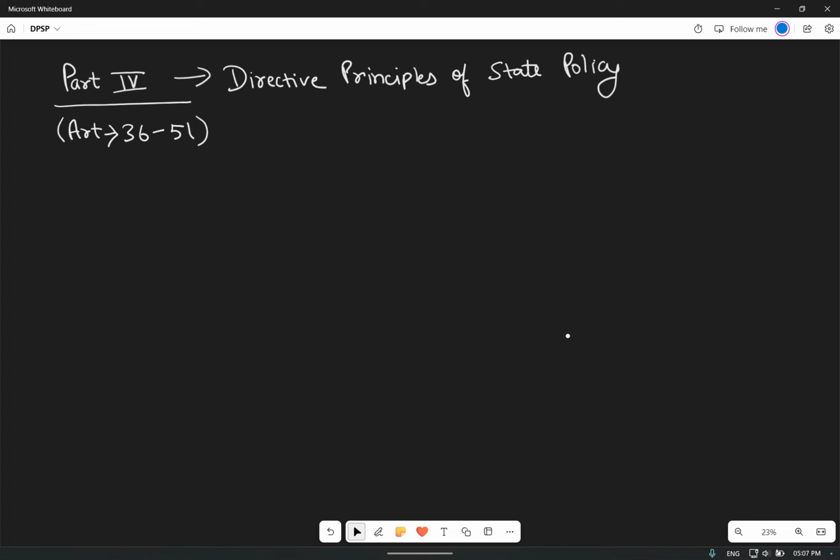So what exactly do we understand by this DPSP? Is it enforceable in the court or not, or is it just a suggestion for the state government? What exactly is that? We are going to see all the aspects here. Those principles which a state must keep in mind while enacting the policies are mentioned under the articles we are going to study in this Part 4. And the definition of the state is already mentioned under Article 12.